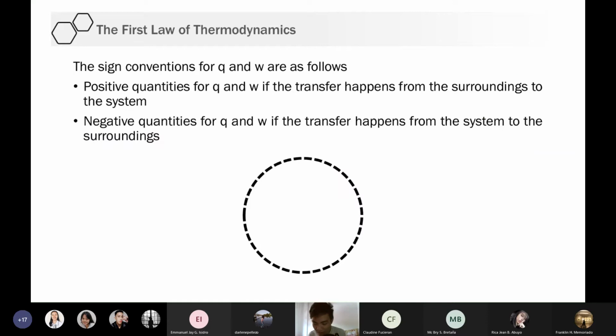So, punta naman tayo sa sign convention bago tayo mag-proceed with the work. Okay. So, punta tayo sa sign convention for heat and work. So, sabi natin, heat and work are positive when the transfer happens from the surrounding to the system. Okay? So kapag yung ating surrounding nagbigay ng heat and work sa system natin, positive 'yon. Lahat ng papasok sa system ay positive.